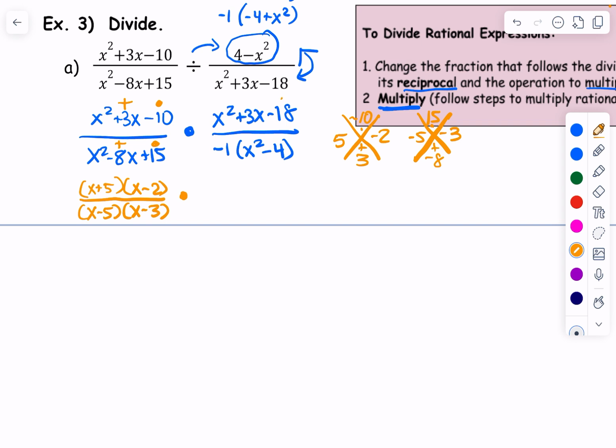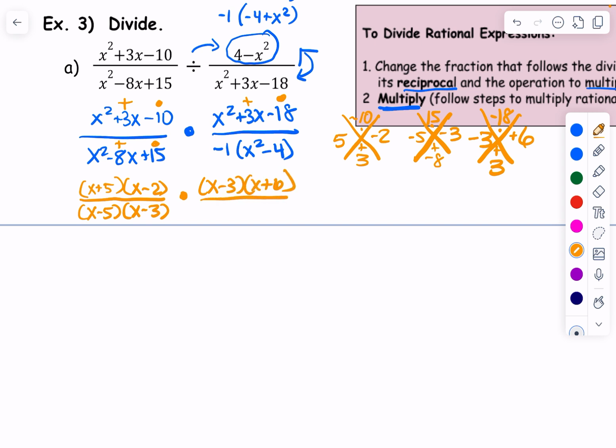Then we need two things that multiply to negative 18 and add to a positive 3. So we're going to have a negative and a positive again. And 9 and 2 is not going to work. Another way to do that is 6 and 3. So we would have x minus 3 and x plus 6.